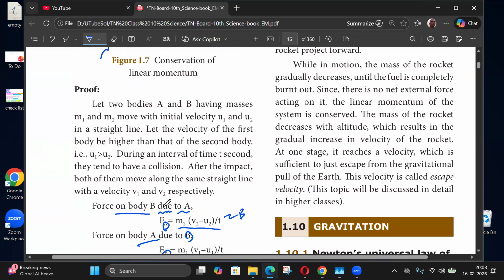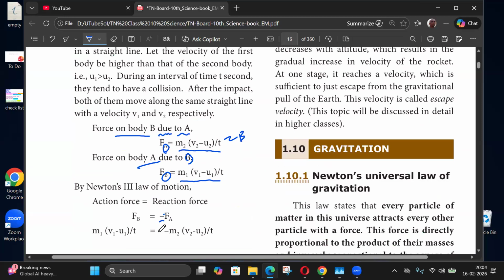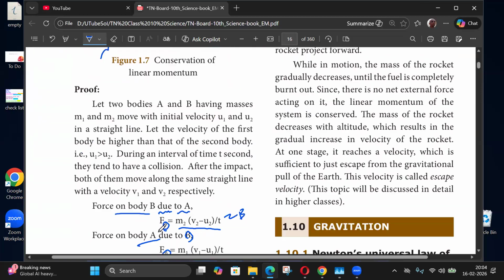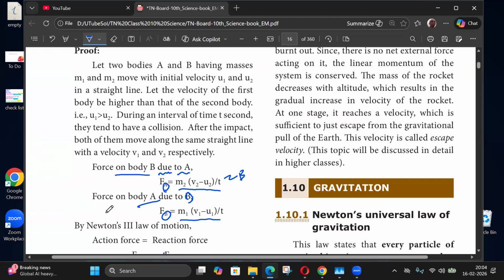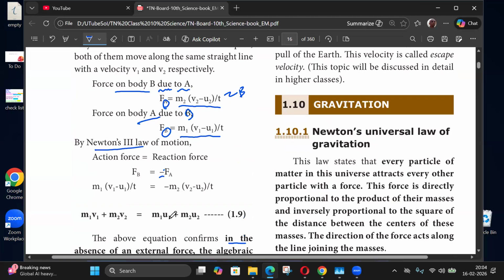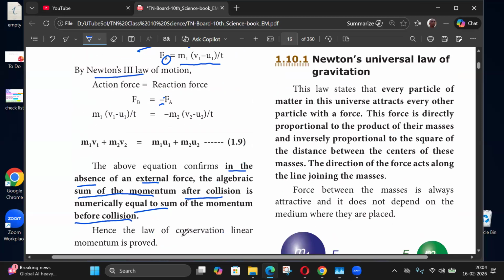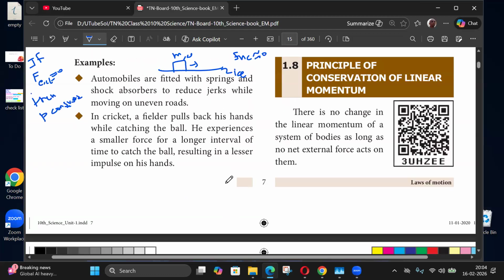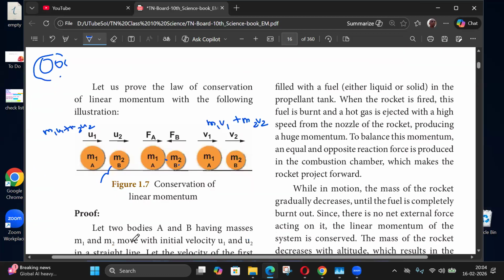So in some sense, this conservation of momentum is proved using Newton's third law. This third law, right? Newton's third law. Using that, I'm proving conservation of momentum. Yes, sir. Conservation of momentum is proved using Newton's third law.